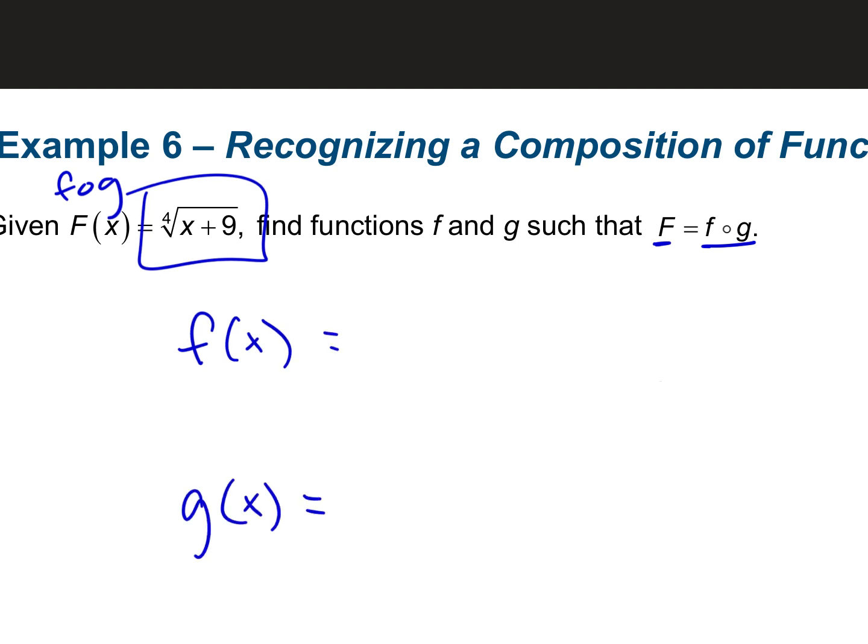Well, which function goes on the inside of the other one? What's the inside function? It's asking us for f of g. Which one's going on the inside? G. G is the inside one. So given the fourth root of x plus 9, what do you think the function on the inside is?